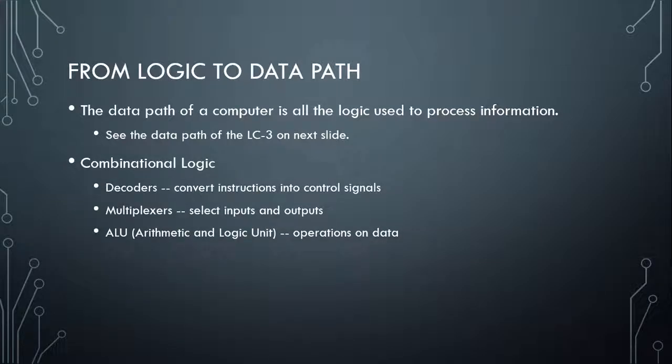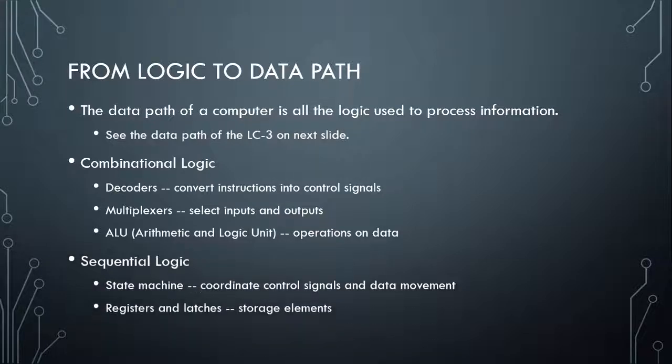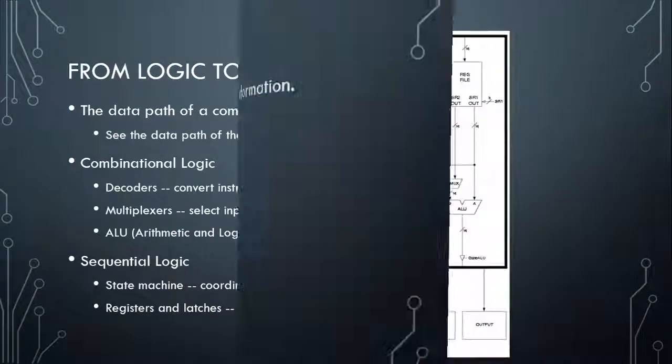There's combinational logic, which includes things like decoders, which convert instructions into control signals, multiplexers, which select inputs and outputs, and ALUs, the arithmetic and logic units, which perform operations on the data. They're pretty much the calculators for the machine. And then you also have sequential logic. You have the state machine, which coordinates control signals and data movement. So it's like, hey, this input's been done, and there's the output. What's the next state to do? And then you have registers and latches, which are your storage elements.